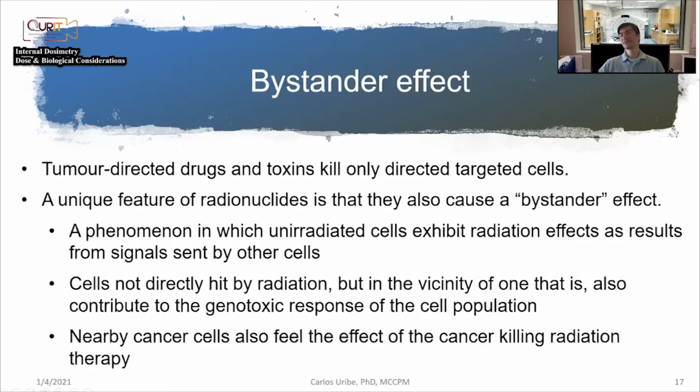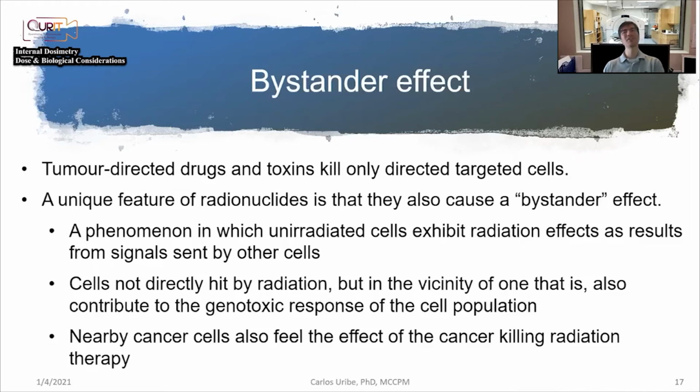Now, let me just quickly mention something called the bystander effect, which is also an advantage of these radiation therapies. When you look at tumor-directed drugs and toxins, they kill only the directed targeted cells. But with radiation, we've seen something recognized as the bystander effect, which is basically a phenomenon in which cells in the vicinity of cells that receive radiation also show signals as if they were receiving radiation, although they didn't.